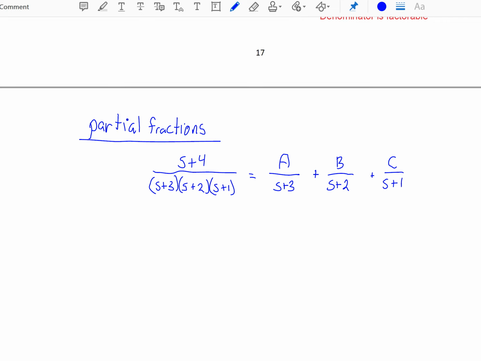Now recall, we will decide to multiply everything by our lowest common denominator to clear our fractions. And so we'll get s plus 4 equals a times s plus 2, s plus 1, b times s plus 3 and s plus 1, and c times s plus 3, s plus 2.